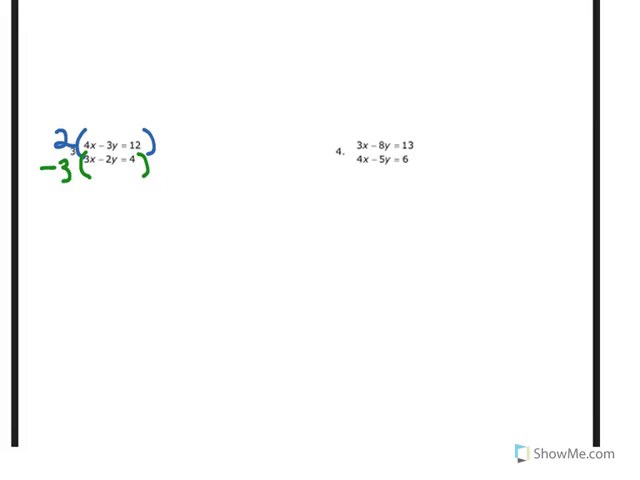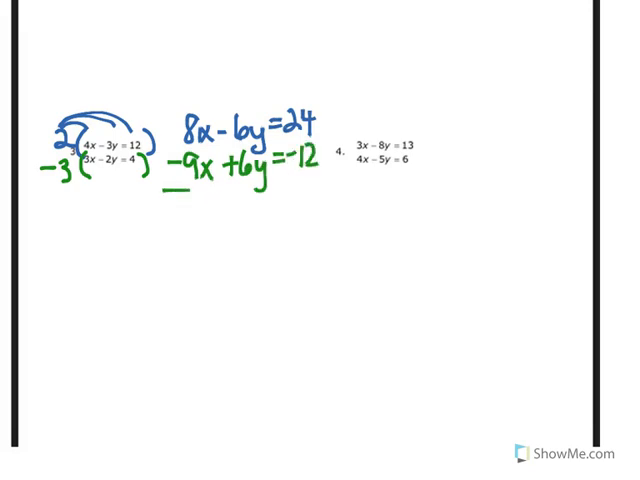Now what's that going to accomplish for me? I'm going to end up with a negative 6 on the top and a positive 6 on the bottom, 6y that is, and that'll eliminate my y's. So let's go ahead and give it a try. So I'm multiplying everything. I get 8x minus 6y equals 24. And then for the other equation, we get negative 9x plus 6y equals negative 12.